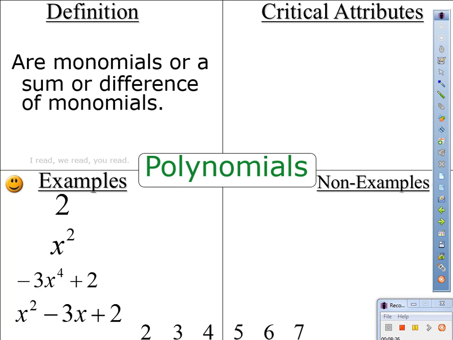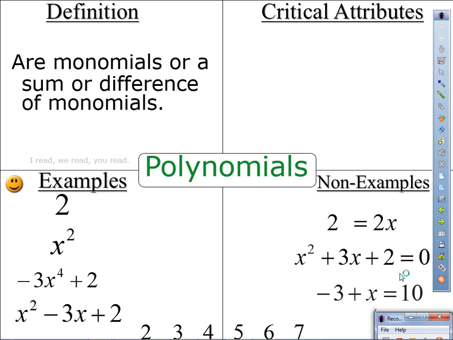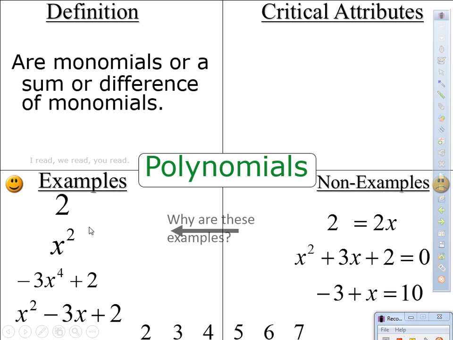Are we there? So now let me give you another example. Check this out. Look at these. Write these down. We have 2 equals 2x. This one, x squared plus 3x plus 2 equals 0, and negative 3 plus x equals 10. As you're writing them down, think about it. If these are examples of polynomials, why aren't these? It looks pretty obvious for some of us. For some of us, it's not. But if it is, talk it over with a neighbor. Why are these not polynomials?